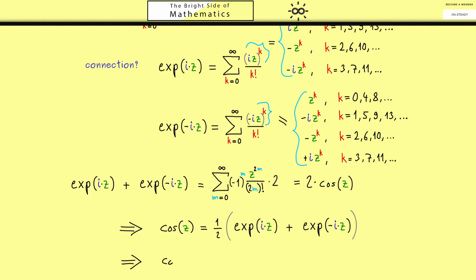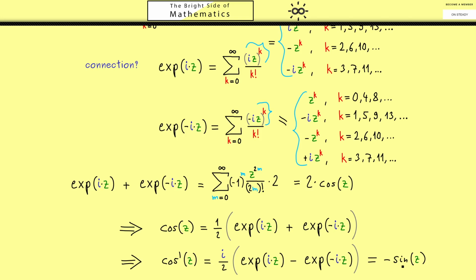Then of course, we can simply use the chain rule to calculate the derivative of cosine of z. Now, the inner derivative gives us the factor i in front. This happens for the first and the second exponential, but the second also gets a minus sign. And otherwise, we can simply use the fact that the derivative of the exponential is the exponential again. There we have it. This is the derivative of the cosine. And you might already know, this should be minus sine of z.